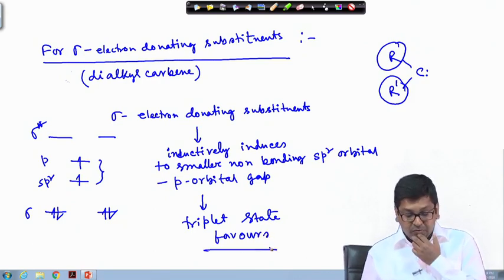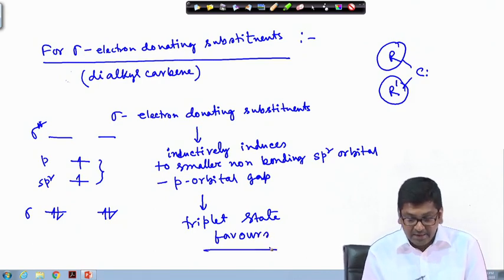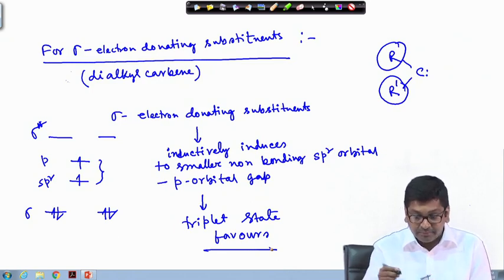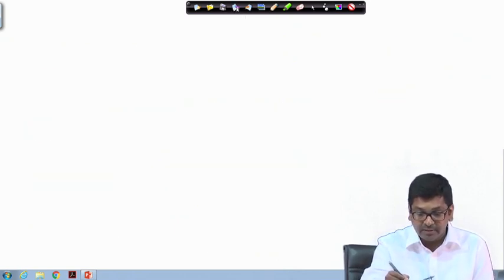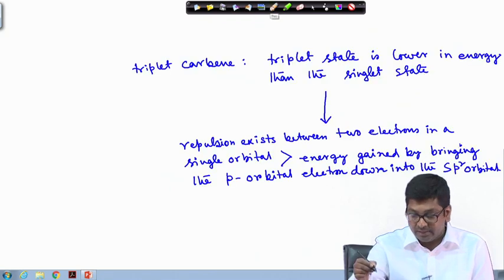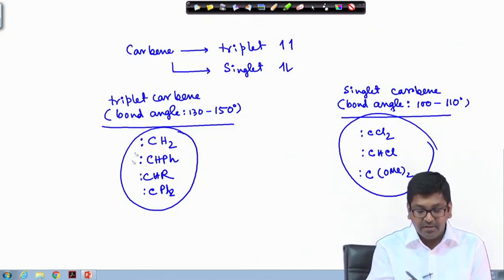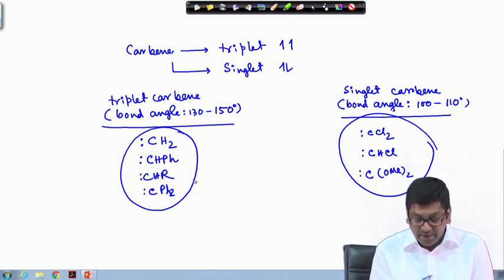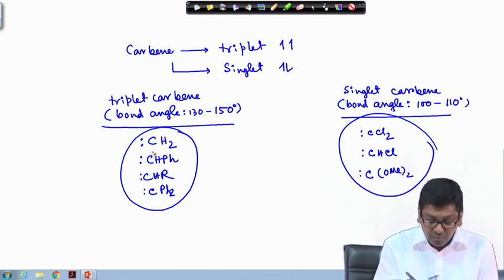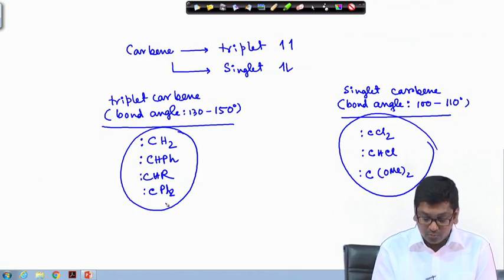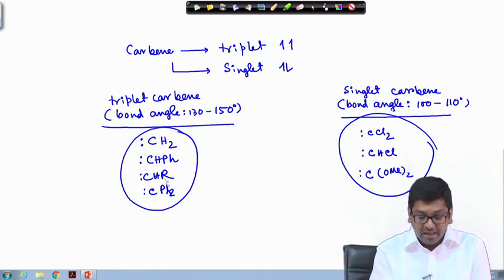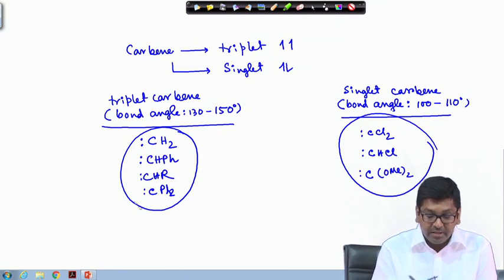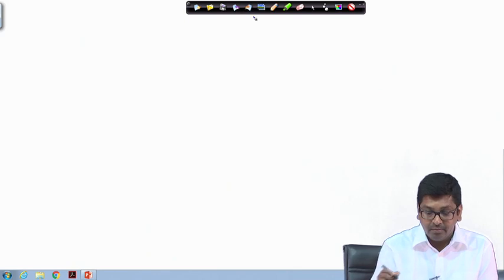If you see in our previous slide, we have shown, as per example, that triplet carbenes are like this: the parent carbene CH2, CHPh, or carbenes having alkyl groups actually stay as triplet carbenes. Okay.